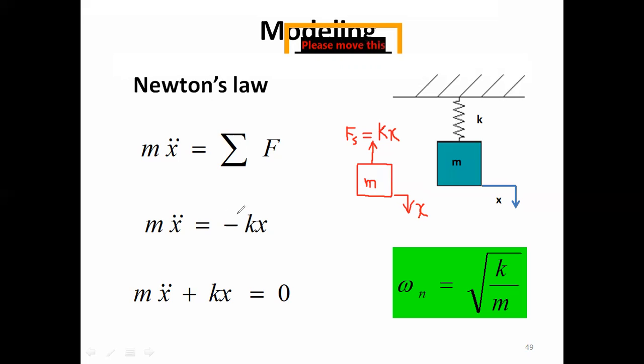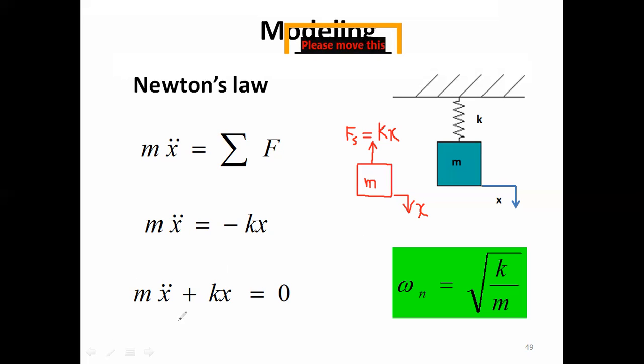Now bringing this term to the other side of the equation, we would have mass times acceleration, m x double dot, plus Kx is equal to 0. So this is actually the equation of motion of the system. This is representing the dynamics of the system. Now this is representing the vibration of the system. Kx is the spring force, whereas m x double dot is the inertia force.